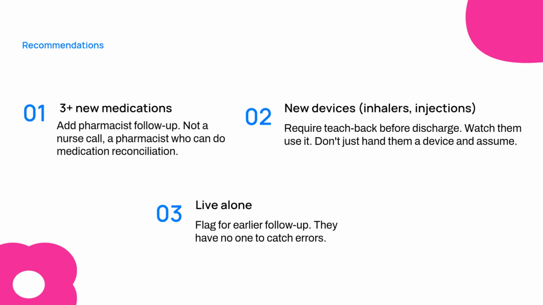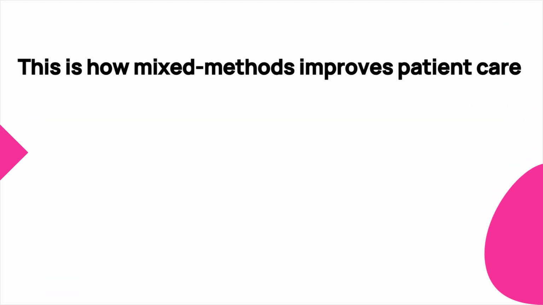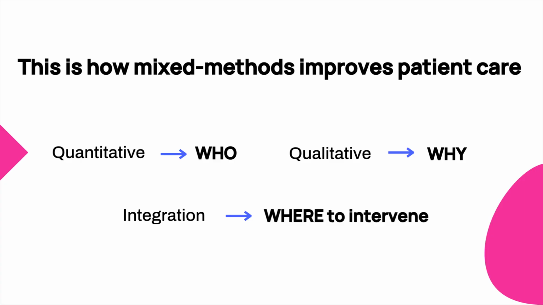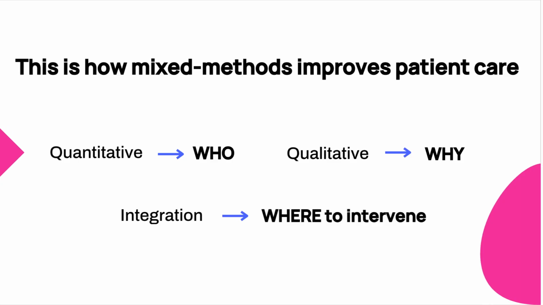The generic discharge call stays. It helps satisfaction, but high-risk patients need more than a call. This is how mixed methods improves patient care. The quantitative showed us who was being readmitted. The qualitative showed us why. The integration showed us where to intervene. The discharge call was helping the wrong patients.